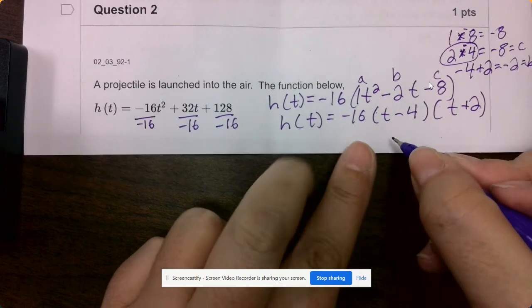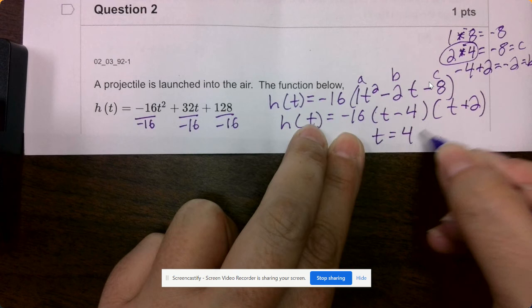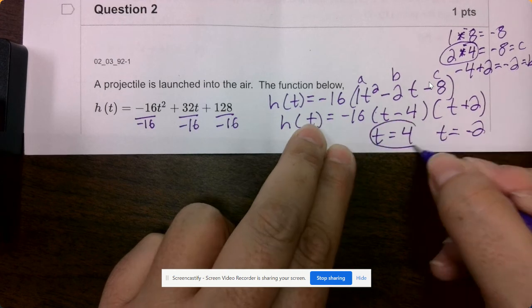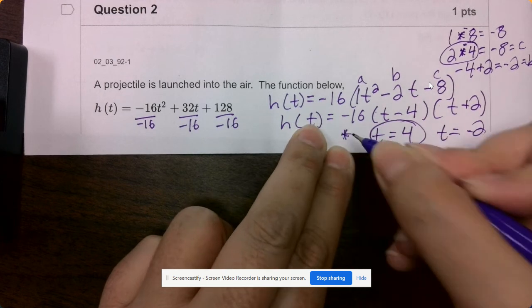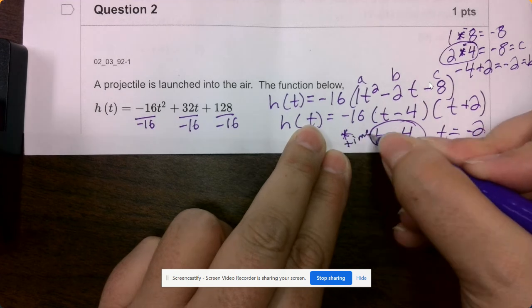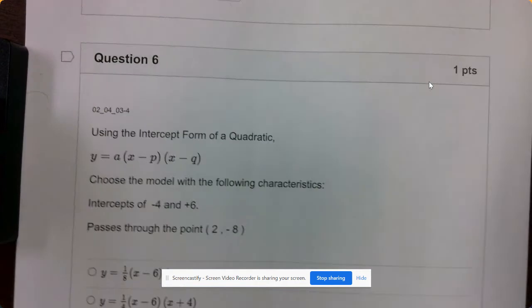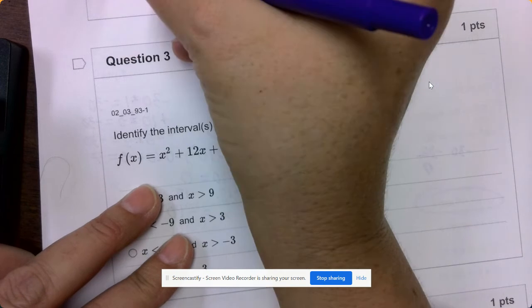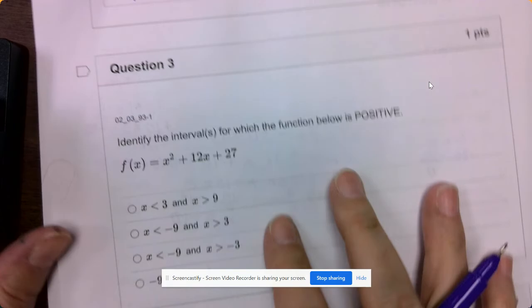So we get x is equal to 4. X is equal to negative 2. Everybody, it's time. Time's going to be positive. So it would be 4 seconds. So given the height, how many seconds, so it would be 4. So 4 seconds for that one, everybody. So we put 4.